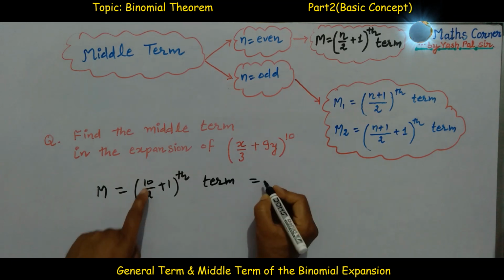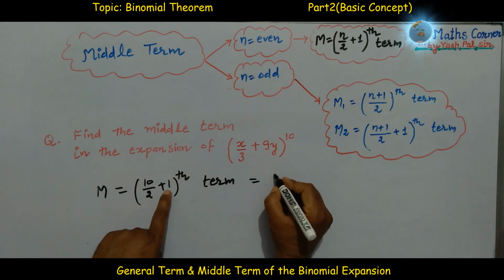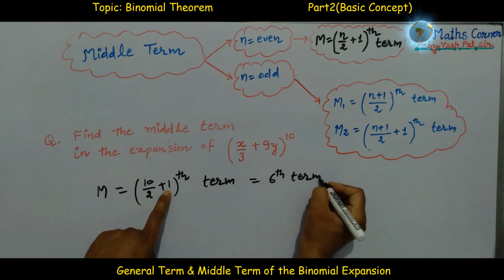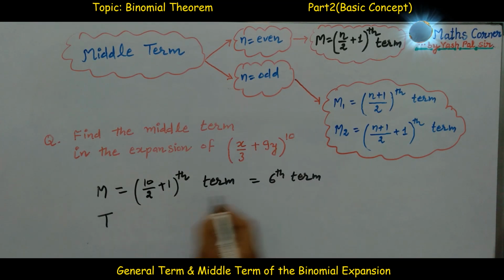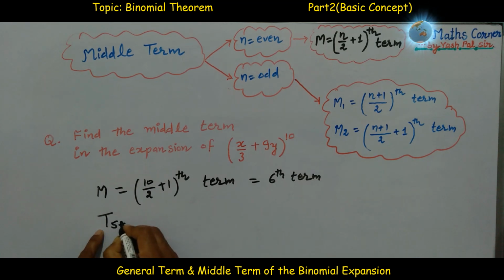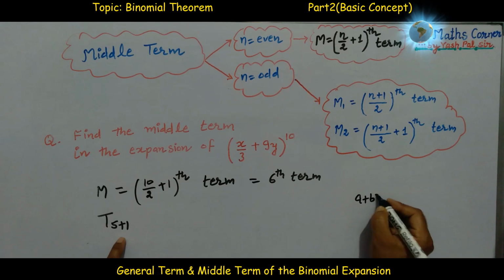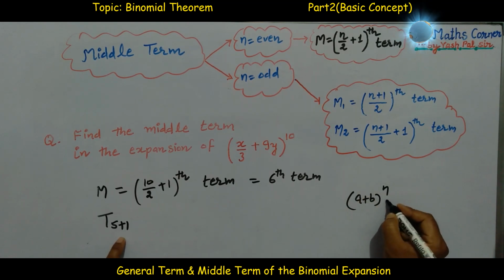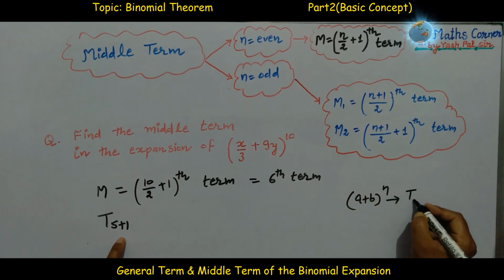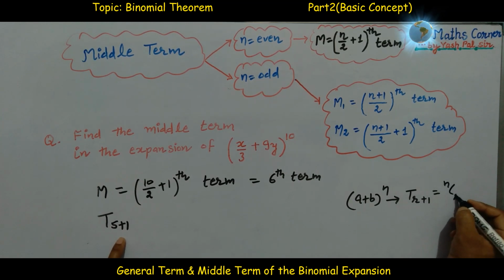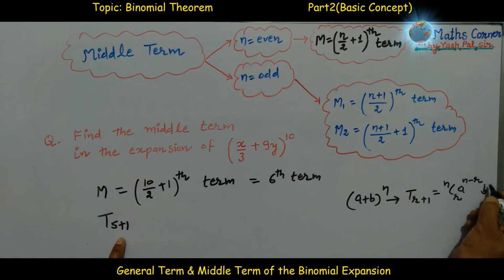That is equal to 10/2, which is 5. 5 plus 1 is the 6th term. So the 6th term means t 5 plus 1. Again we write (a + b) whole raised to power n. This means t(r+1) is equal to nCr a^(n-r) b^r.